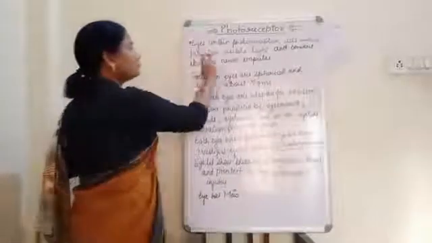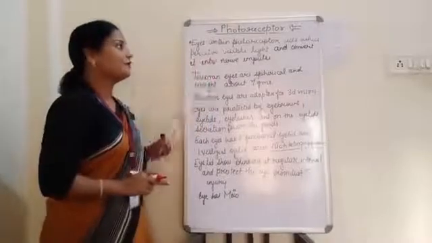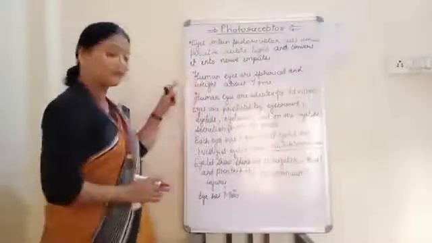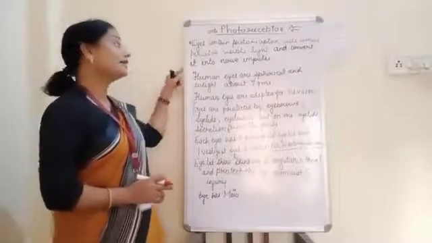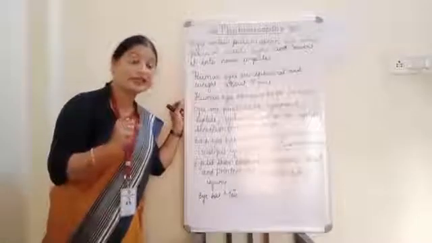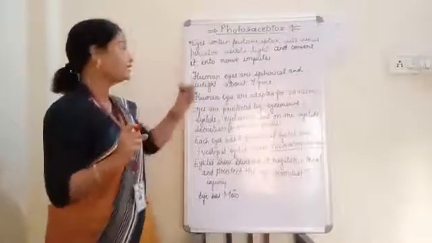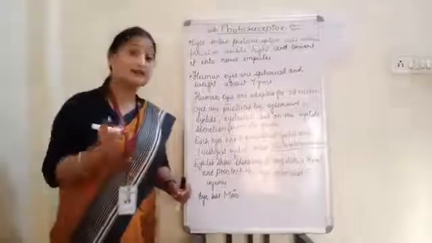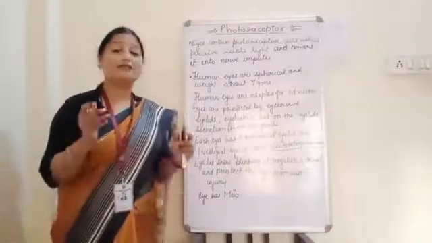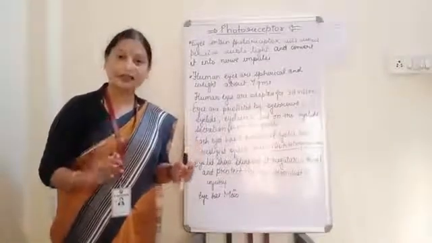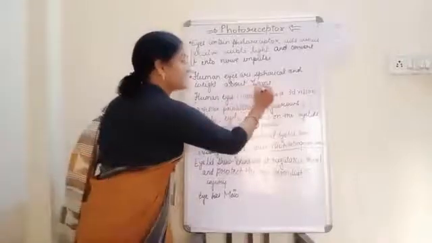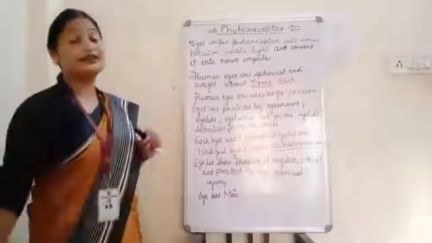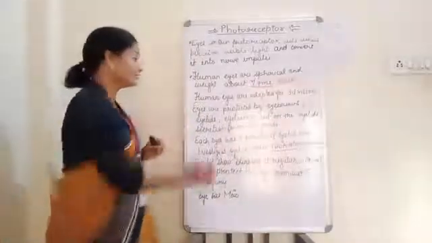First point, the eye receives visible light and converts it into nerve impulse. Okay, so this is the first important point related with the eye, that it receives the light and then it converts the light into nerve impulse. Second point, human eyes are spherical and the weight of each eye is near about 7 grams.